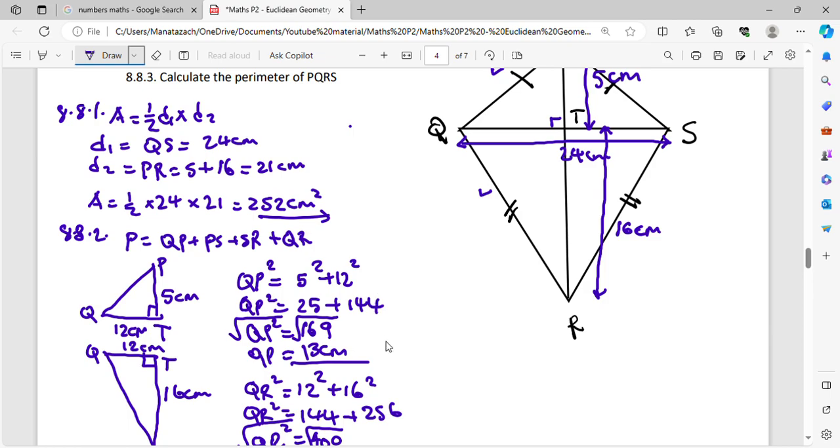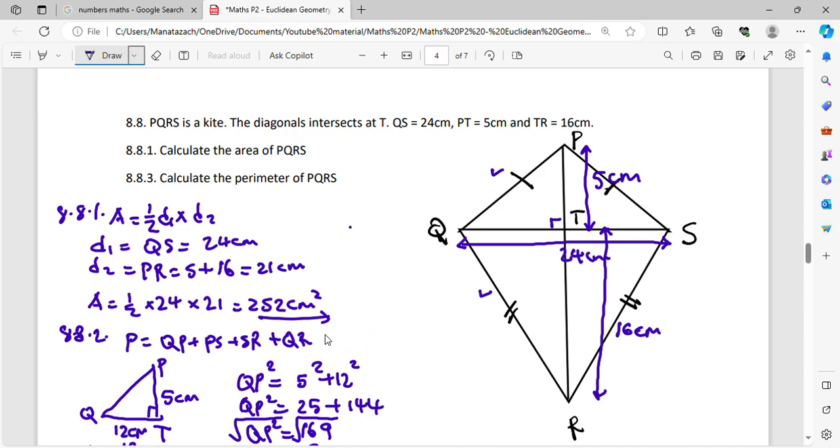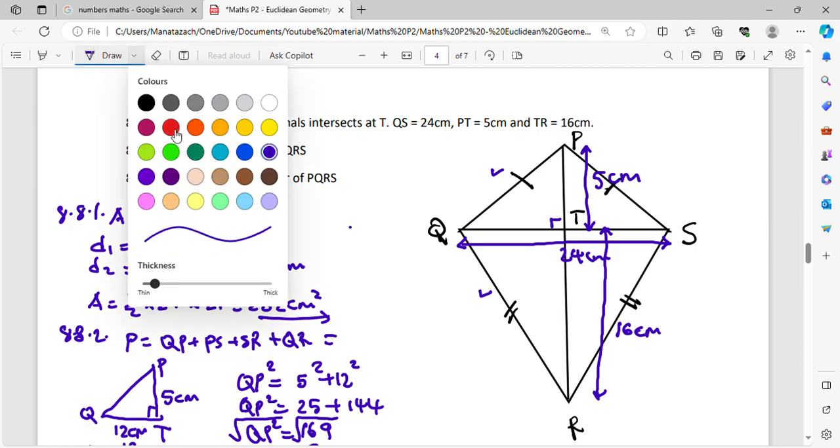So we know that if we can get those two sides, then we'll be able to sort out the perimeter. So QP is equal to, let's just choose a different color here so that our answer can be kind of distinguished.